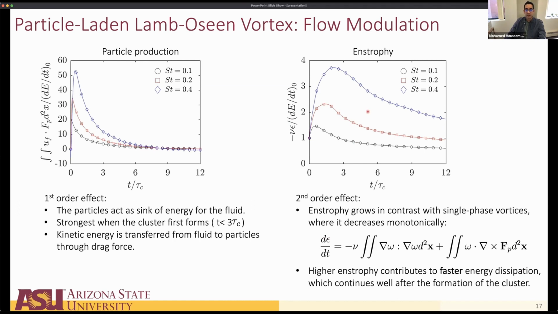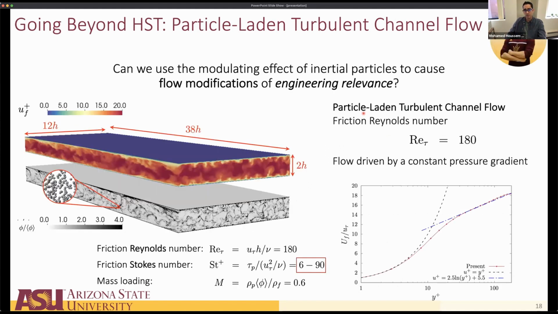All right, so we understand that particles can basically enhance the dissipation of vortices as they're ejected out of the vortical cores. So how can we use this in applications to do flow modifications of engineering relevance? And the first thing that comes to mind is to just take a turbulent channel flow and dump particles in it and see if we can actually reduce skin friction drag, because that has economic relevance. So that's exactly what we're doing.